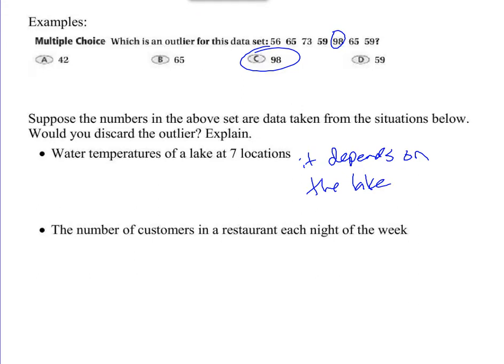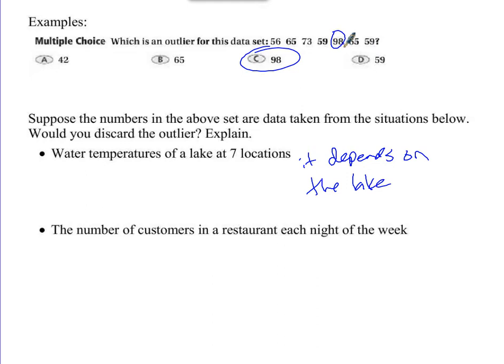Second one, the number of customers in a restaurant each night of the week. We would discard the outlier there or no? Why not? Or like a Friday night. There you go, yeah. Both of those are great ideas. We have 98 people showing up to a restaurant on a certain night of the week. Maybe that was the Super Bowl. Friday night. Maybe it was the Super Bowl.